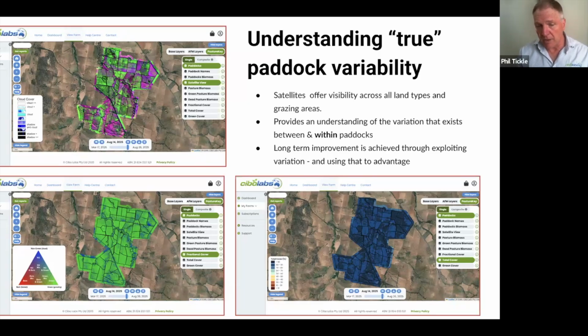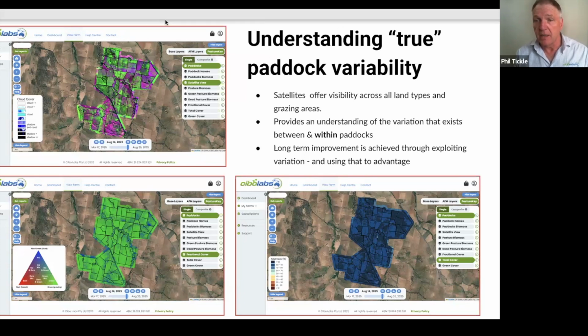Bottom left there, we've got a fractional cover product which provides an understanding of the photosynthetic activity. And then on the bottom right there, we've got an example of ground cover. Now, this particular property hasn't got the ground cover issues at the moment, but it really is about understanding that true variability that exists across your farm and within the paddocks, and looking at how you use that information to make long-term improvements to exploit that variation that you have in the property rather than having it as ignorance.